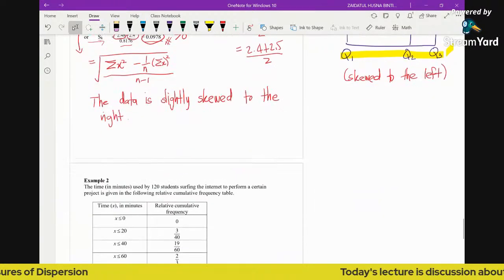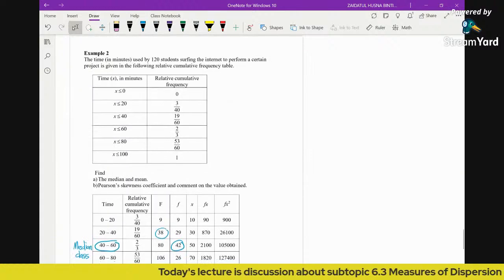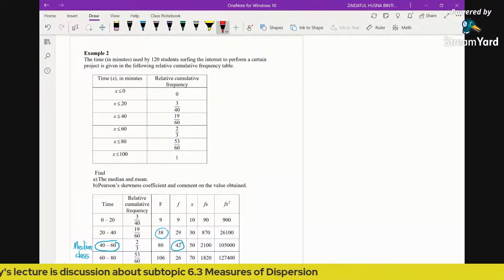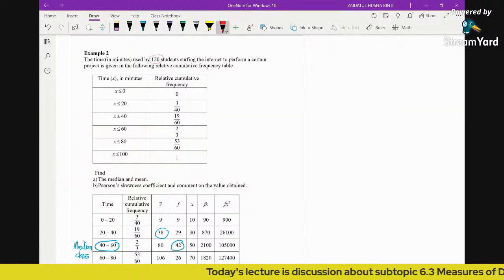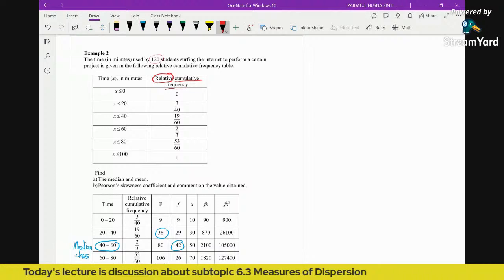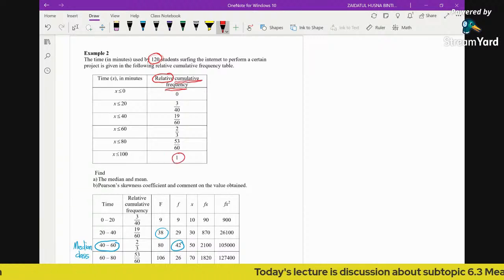Now let's see the second example, which is the last one for today. Example 2, this is for grouped data. The time in minutes used by 120 students surfing the internet to perform a certain project is given in the following relative cumulative frequency table. Now you can see the words relative cumulative frequency. The idea is we are given 120 students. But now, when it comes to the cumulative frequency, you see the final value is 1.